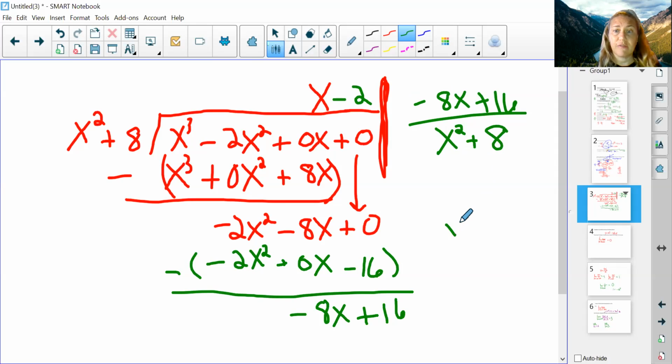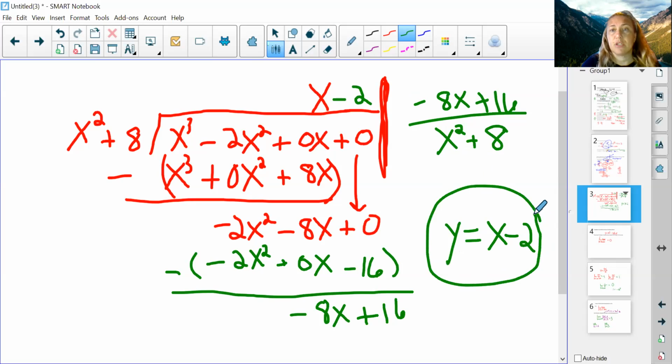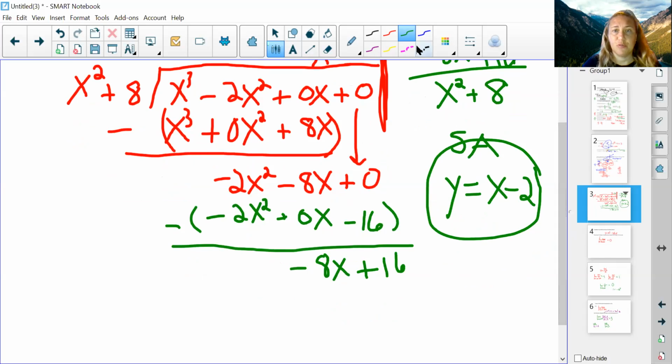So the equation of my slant asymptote line is y equals x minus 2. And I encourage you to graph both the original function and the slant asymptote line. And I'm going to put SA, because I called vertical asymptote lines VA, horizontal asymptote lines HA. So I'm going to put SA for that equation. All right, so you've got the third one to do on your own.